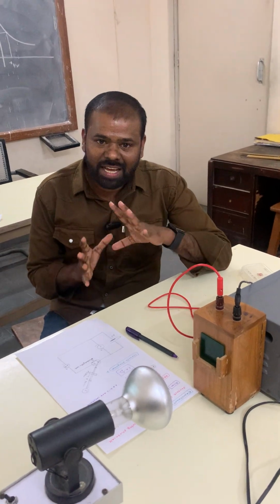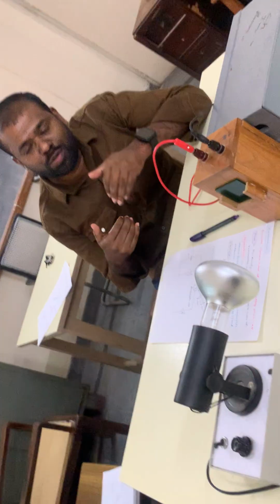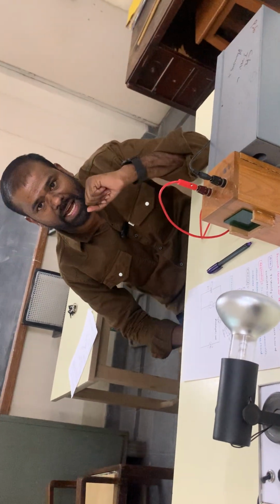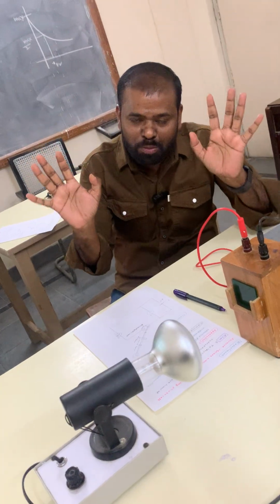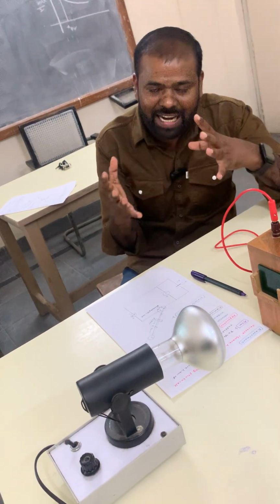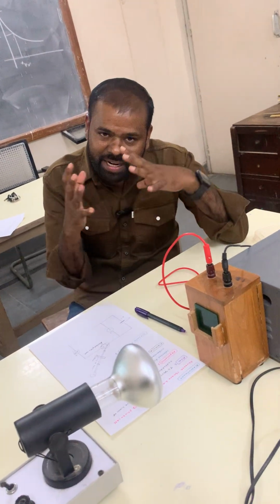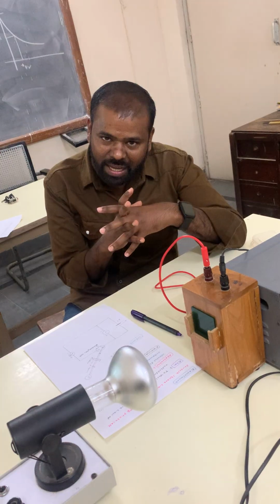So please, in this experiment, we are going to discuss the inverse square law by using the photocell. How do we calculate the inverse square law? So what is the inverse square law? First you are able to see, we can calculate the inverse square law through a GM counter, and also through a photocell.